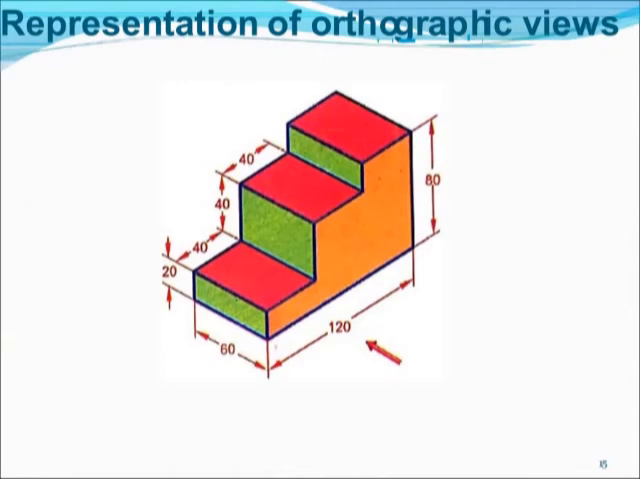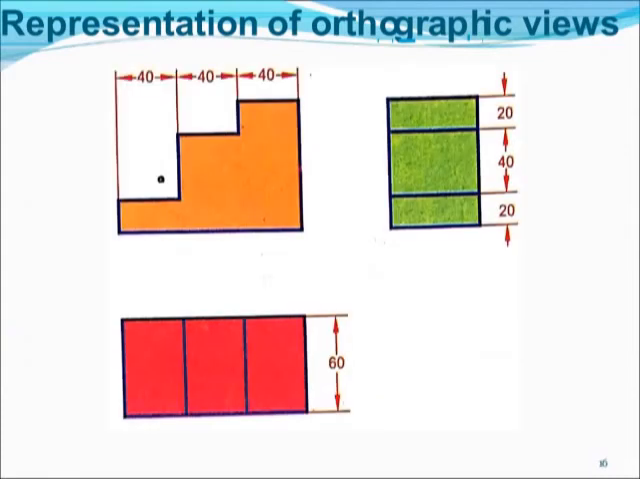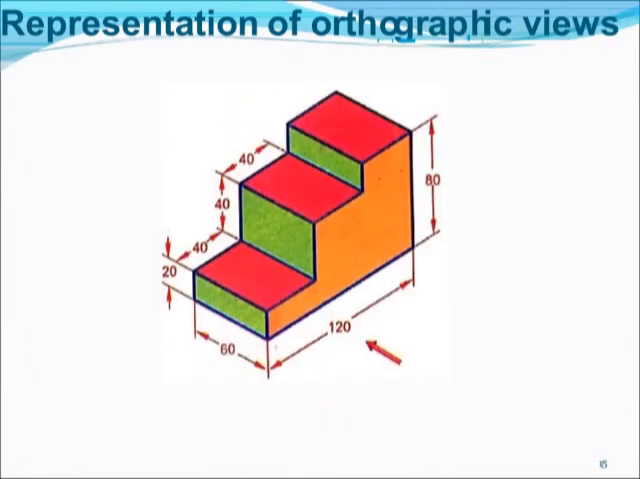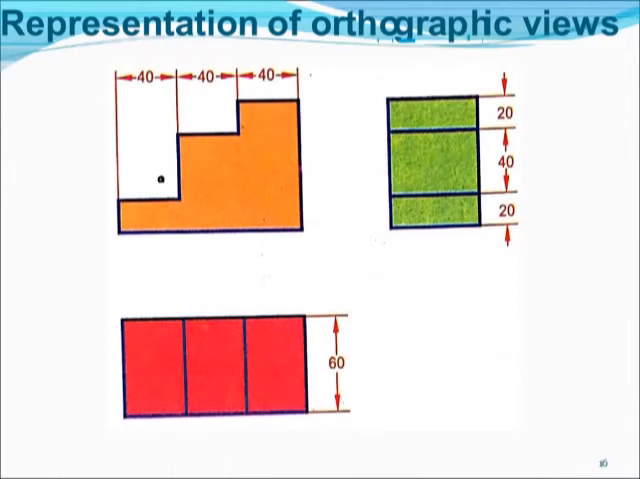What is available in the pink color, I will be marking as my top view. What is available in the green color, I will be marking as my side view. So my front view, top view, side view will be looking like this. On the VP I will be marking the front view, on the HP I will be marking the top view, and since I can see the right side view of the component, I will be drawing the side view to the right of my front view.